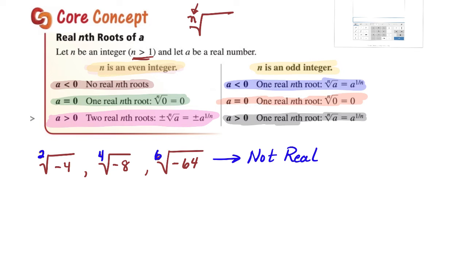So that's our first statement. You can't take even roots of negative numbers. That's all that says. Now it says, okay, what if the a value, what you're taking the radical of, is equal to 0? Then it doesn't matter. You're just going to get a 0. So let's look at some of those.